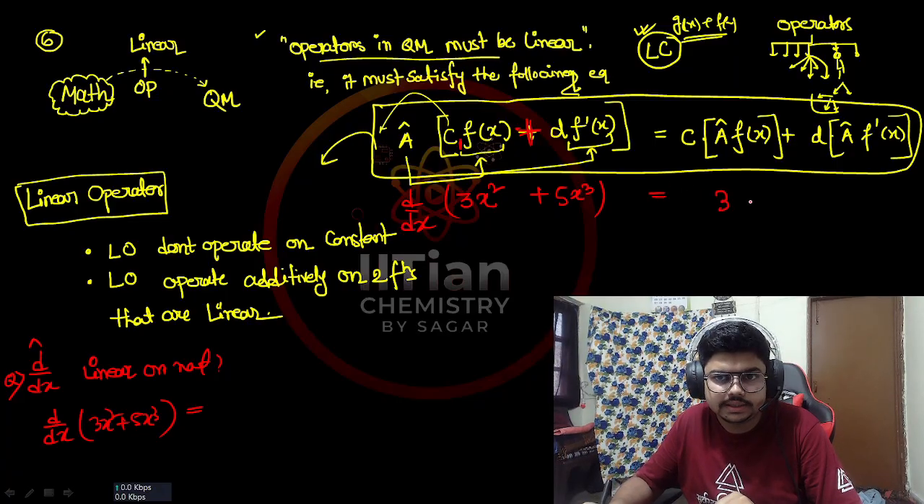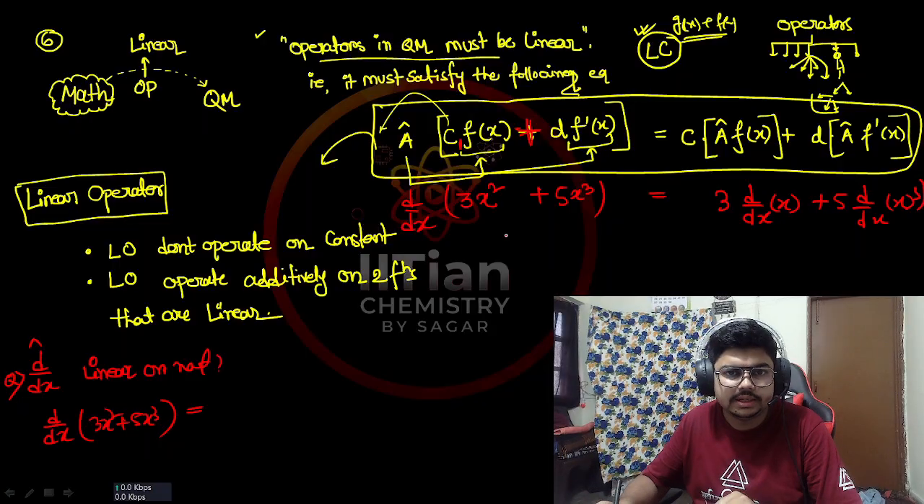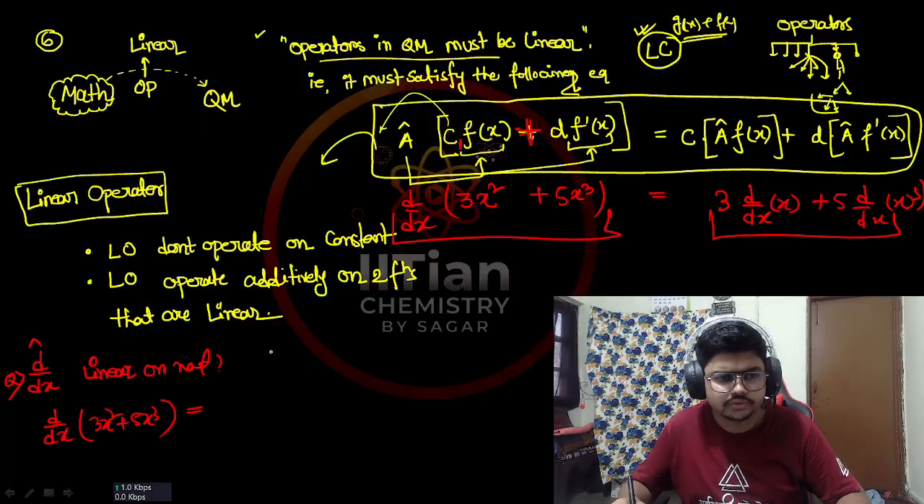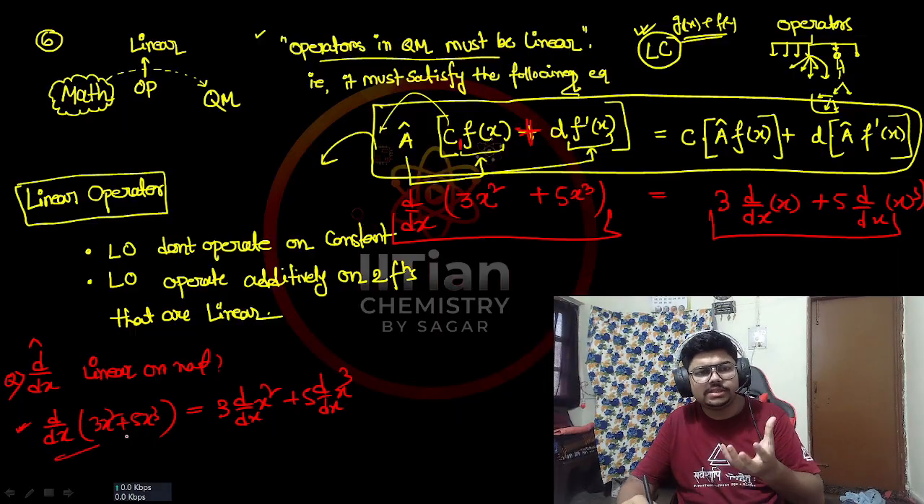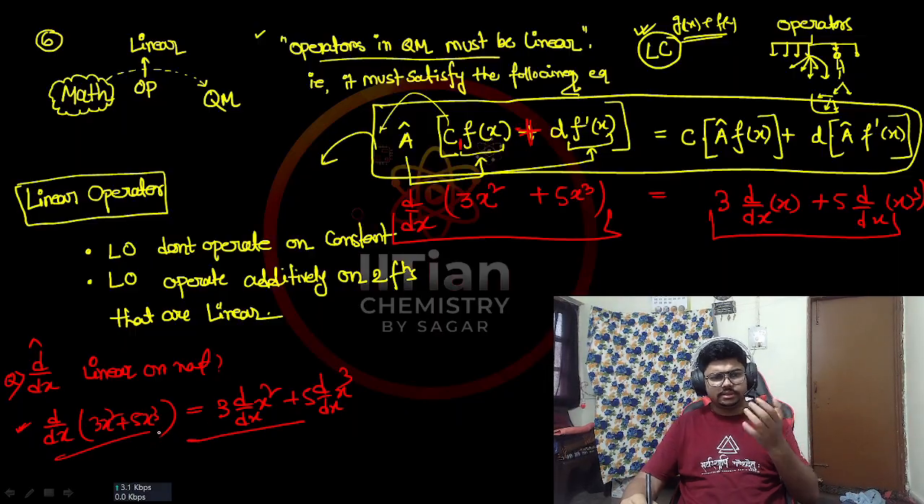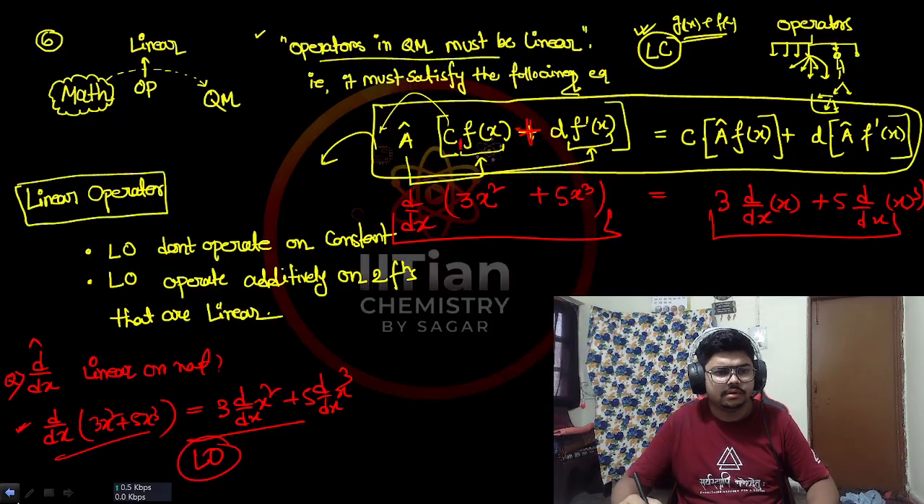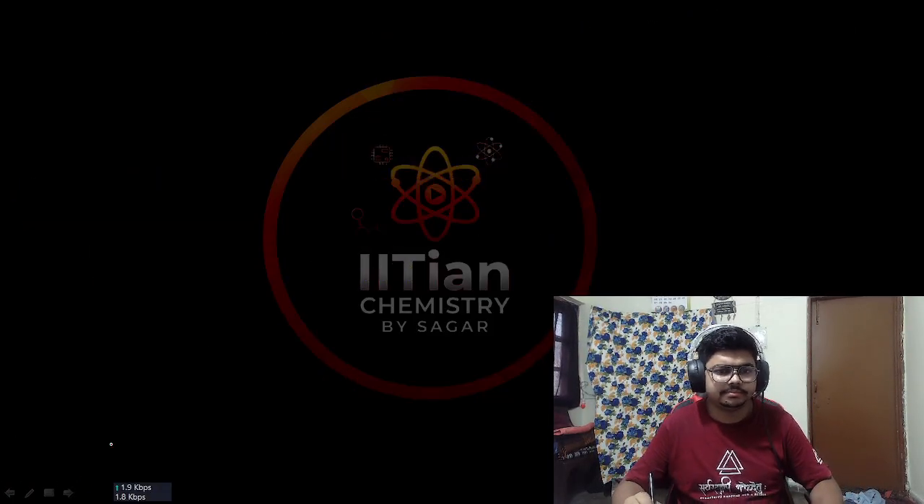C means 3 d/dx of x squared plus D means 5 d/dx of f'(x), which is x cubed. For the d/dx operator, is this true? Yes, we know this is true, right? In normal differentiation, we also write it like this: 3 into d/dx of x squared plus 5 into d/dx of x cubed. This is obviously a linear operator. So our answer is yes, d/dx is a linear operator.